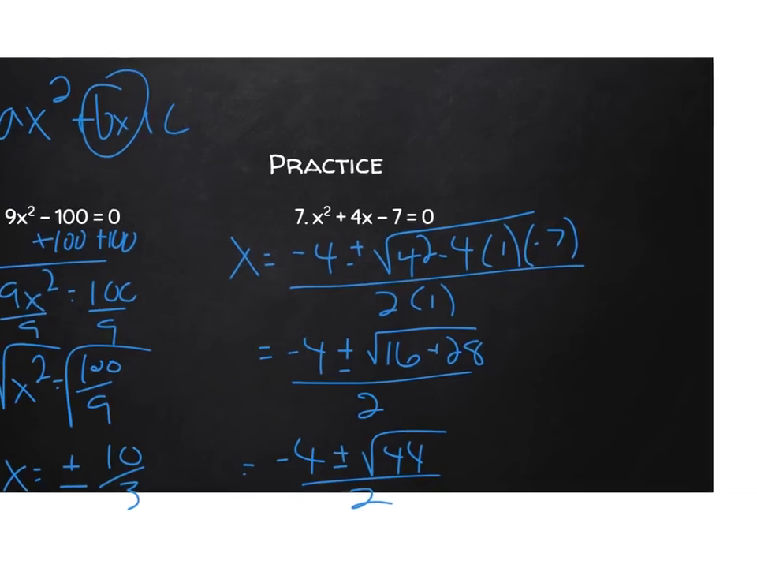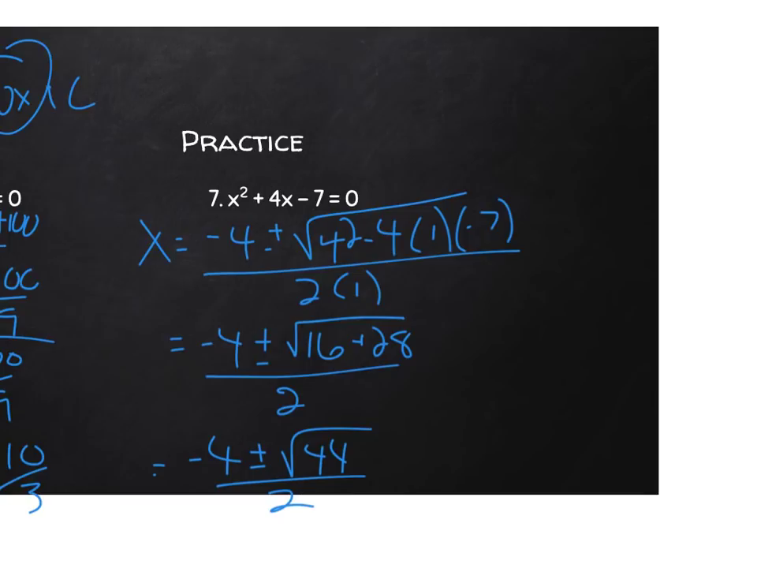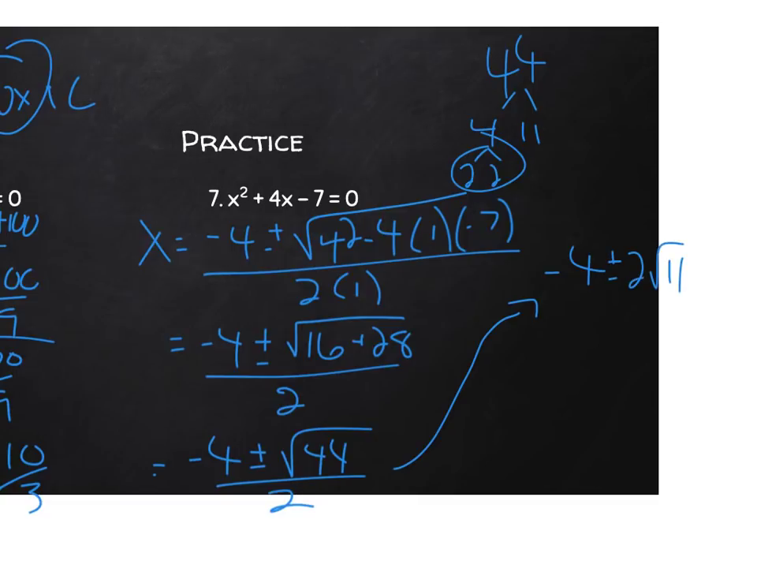And then simplifying here, so first 44 breaks down to 4 and 11. 4 is 2 and 2, there's my pair. So this becomes negative 4 plus or minus 2 root 11 all over 2. 2 goes in all of these, so 2 goes into 4 twice, 2 once, and 2 once. And so our final answer is negative 2 plus or minus the square root of 11, which is why we could not factor it.